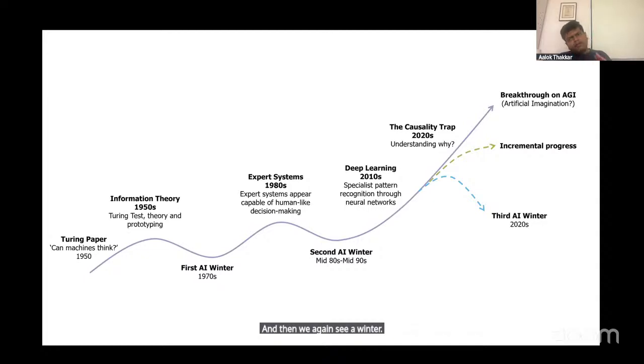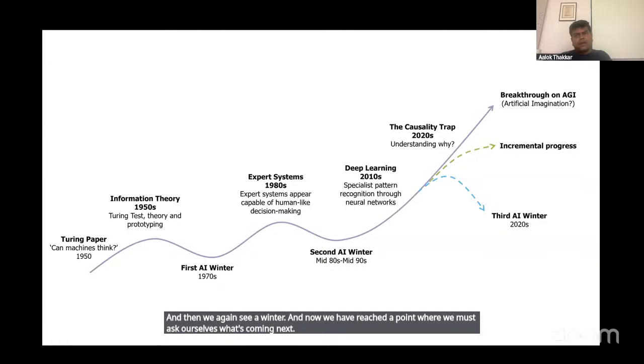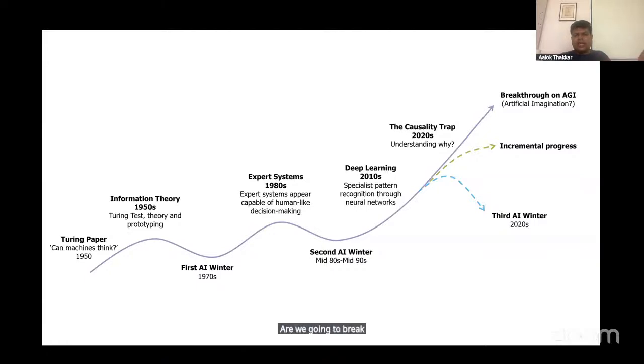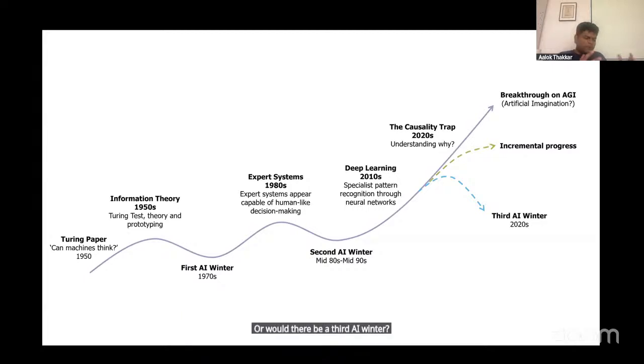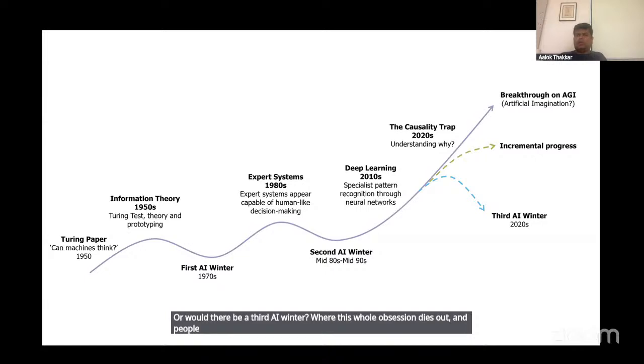And now we have reached a point where we must ask ourselves what's coming next. Are we going to break through on AGI, artificial general intelligence, create one tool to solve them all? Are we going to kind of plateau with incremental progress? Or will there be a third AI winter where this whole obsession dies out and people go back to something new? Maybe they go to quantum computing or blockchains or whatever the new buzzword is in the market.